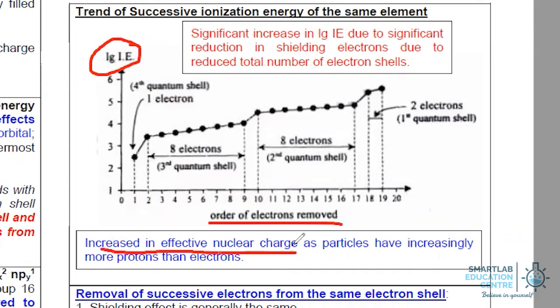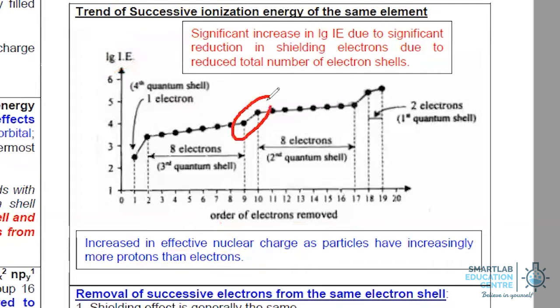The trend is that there's obviously an increase in the ionization energy as more and more electrons are being removed. The reason is that as more and more electrons are removed, you increasingly have more protons than electrons. Having more protons than electrons means you have a higher effective nuclear charge. A higher effective nuclear charge naturally means stronger electrostatic attraction, therefore giving rise to an increasing trend of ionization energy.